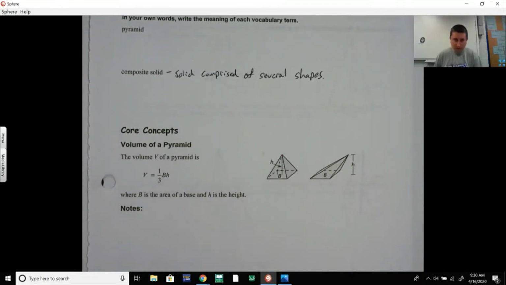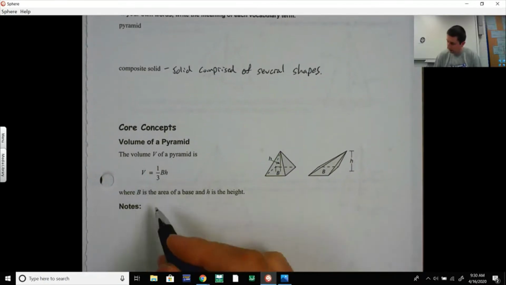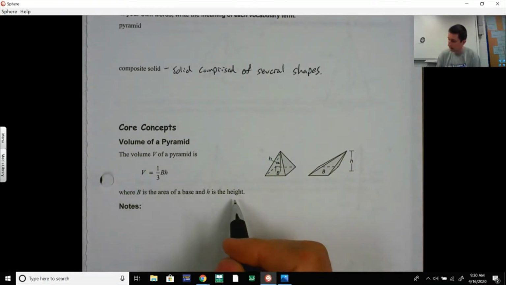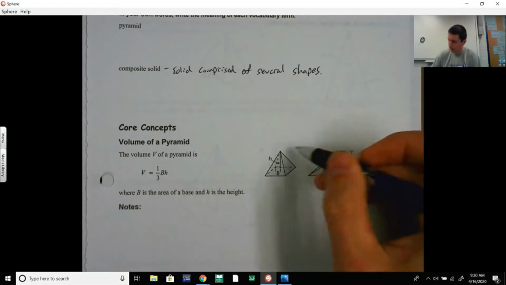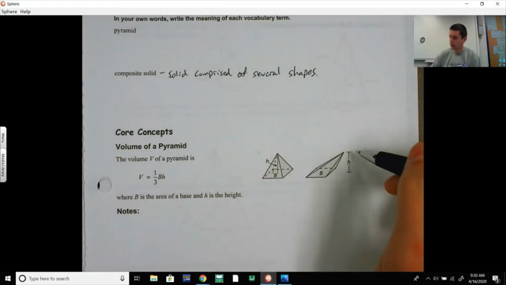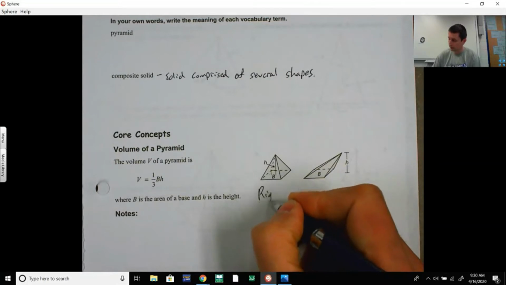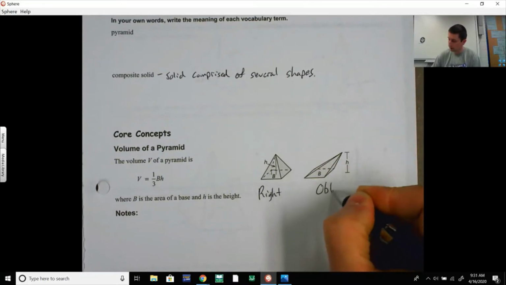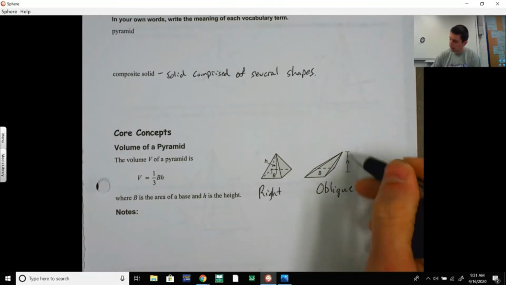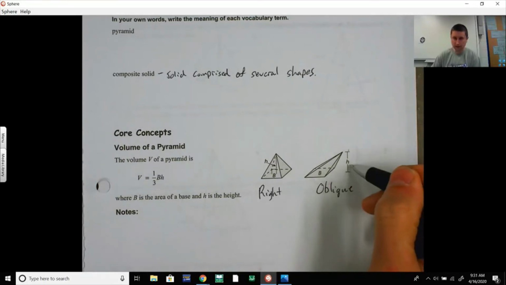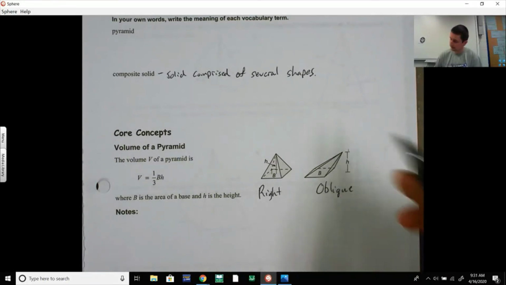The volume of a pyramid is 1/3 base times height. B is the area of the base. H is the height. So again, you can have a right pyramid or you can have an oblique pyramid. So this is a right pyramid. This would be an oblique pyramid. The height is, again, the altitude in this case. Okay, it is not the slant height.